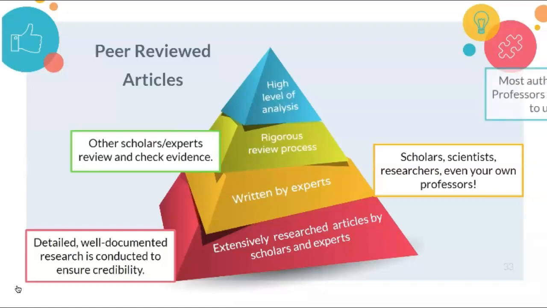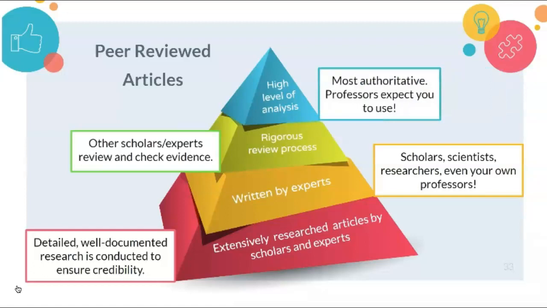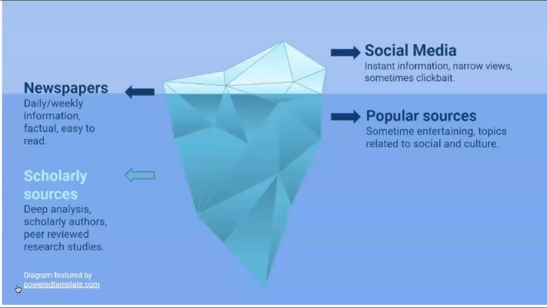Peer-reviewed articles are considered the most authoritative type of information with high levels of analysis, and your instructors will be expecting you to use these to support your own research papers. Scholarly sources are the crown jewel of academic research. You'll be consulting these throughout your college career, so make sure that you know how to identify them.